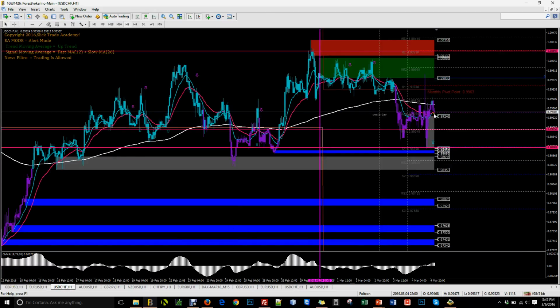USD CHF here, we had a cross to the upside already of the moving averages. Okay, and price also ended right at a demand zone. Okay, it could still head down in the demand zone. It could open and head down a bit here, but overall I think we are going to head into a bit more of a long position.